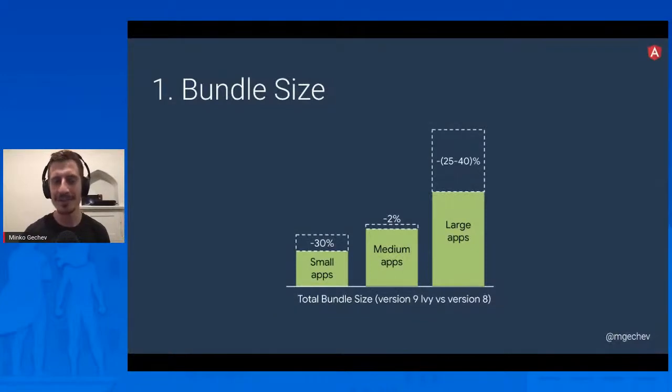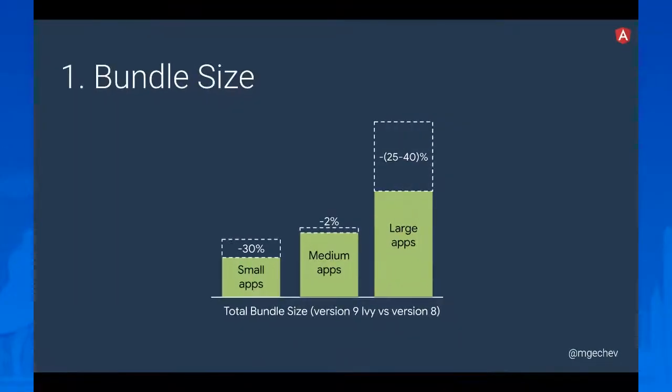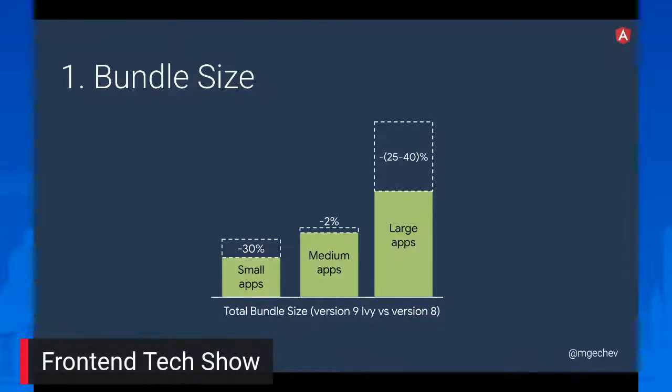So yeah, Ivy was an enabler for smaller bundle size and for a couple of other features that we're going to discuss. In terms of bundle size, for smaller applications, you can see about 30% improvement for your app. This is because the framework is now much more tree-shakeable. Smaller applications don't usually use a lot of the features of Angular. And because we can get rid of these portions of the framework that you're no longer consuming in your application, you can expect significant improvements.